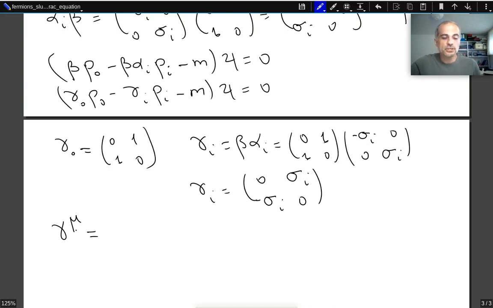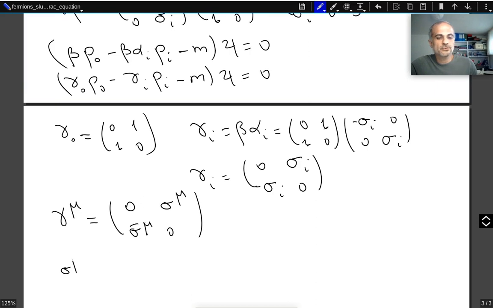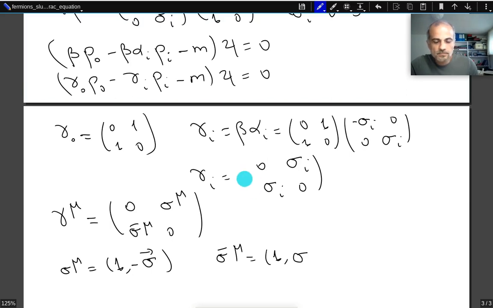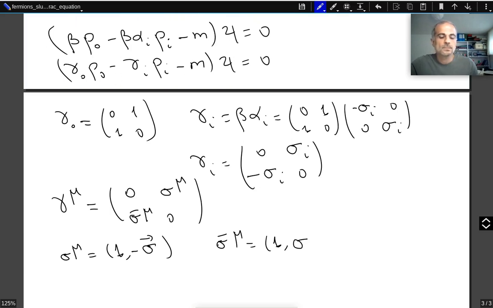Now gamma mu, for each mu, is a matrix, and it can be written as 0, sigma mu, sigma bar mu, 0, where we had defined this sigma mu matrix as 1 and minus sigma I, and sigma bar mu is equal to 1 and sigma. Now gamma I, here there is the minus sign, and gamma bar mu is 1 sigma.